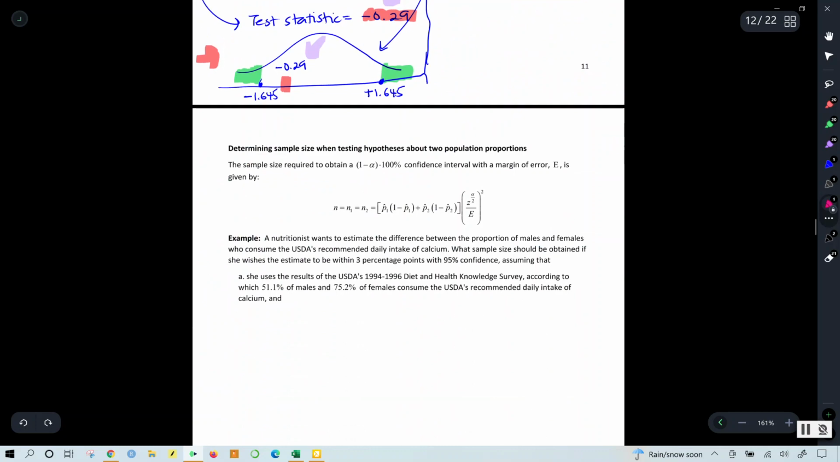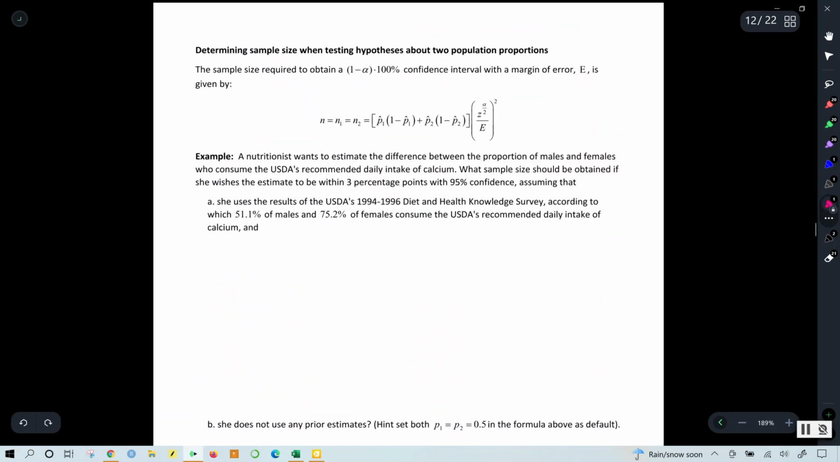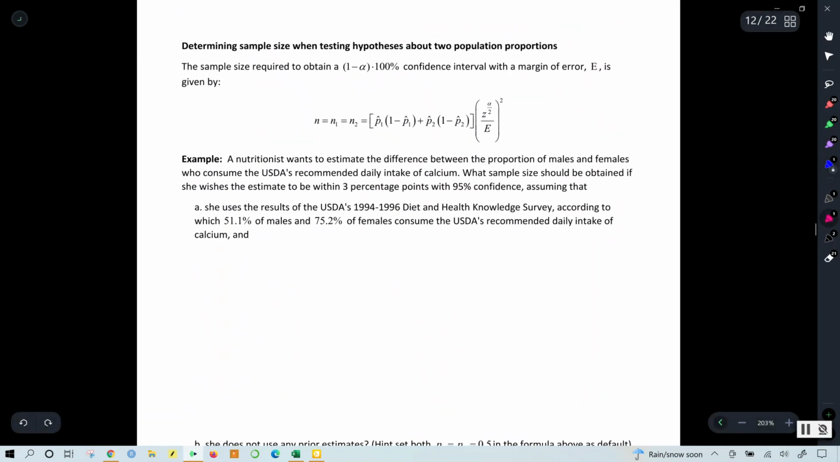With that said, we move on to another concept pertaining to how to test hypotheses about two population proportions. That is how to determine your sample size.